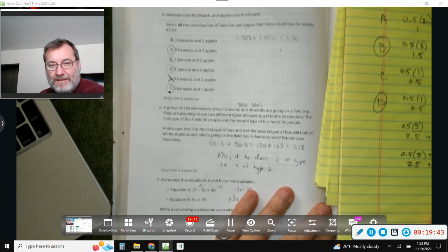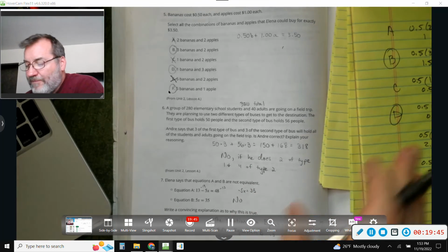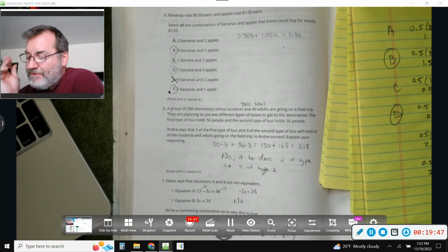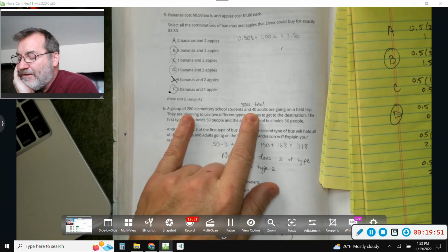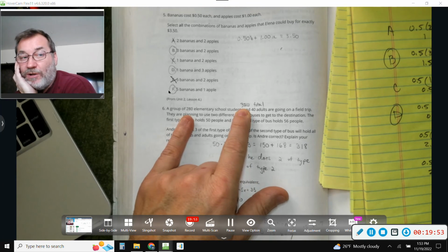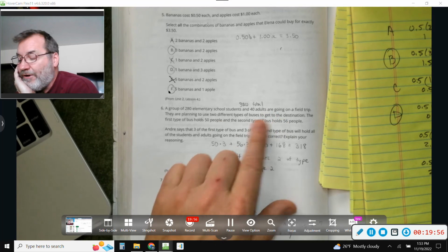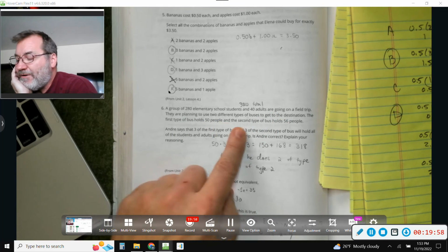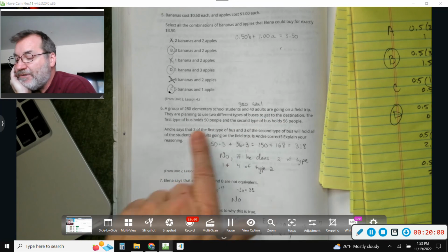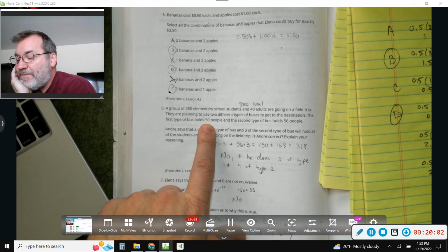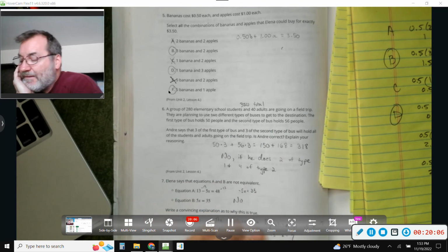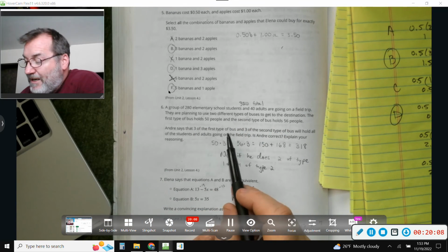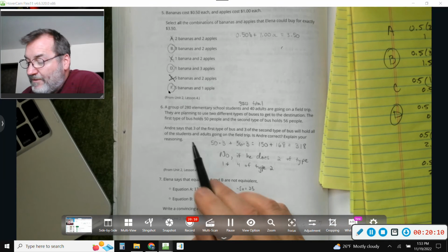On to number 6. A group of 280 elementary school students and 40 adults, so if you look at 280 and 40, you have 320 people altogether, are going on a field trip where they're planning to use 2 different types of buses to get to the destination. The first type of bus holds 50 people. The second type of bus holds 56 people. Andre says that 3 of the first type and 3 of the second will be all that they need.